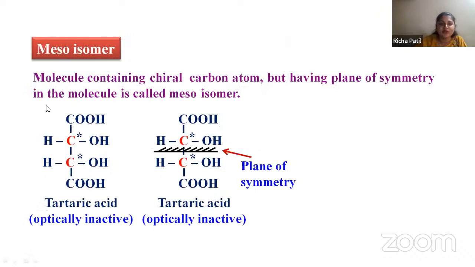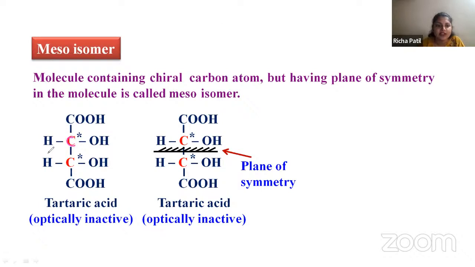So meso isomers, what do you mean by that? Next is meso isomers. A molecule containing a chiral carbon atom but having a plane of symmetry in the molecule is called a meso isomer. Now you can see this molecule, the given molecule down here.